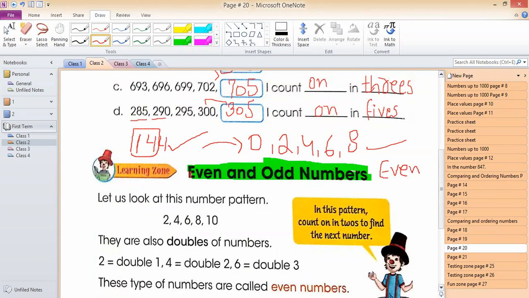How will you identify whether it is an even number or not? You will check the ones place. If the number on the ones place is 0, 2, 4, 6 or 8, that means the number is an even number. Or I can also say, if the last digit of any number is divisible by 2, comes in the table of 2, that means that number is an even number. Is it clear, guys? Yes, sir.